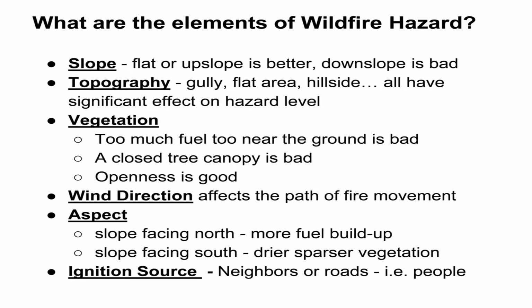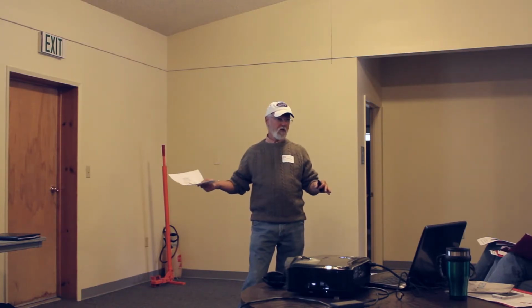Aspect is a factor in this particular part of the world. East-facing and north-facing slopes tend to be cooler and moister. West and south-facing slopes are hotter, drier. And I live on a ridgetop where the vegetation on the north side is entirely different from the vegetation on the south side.